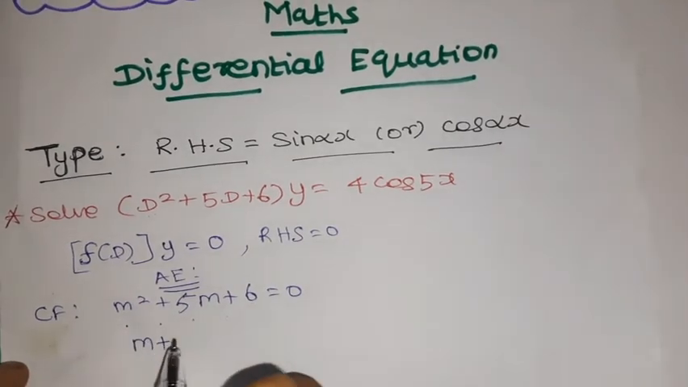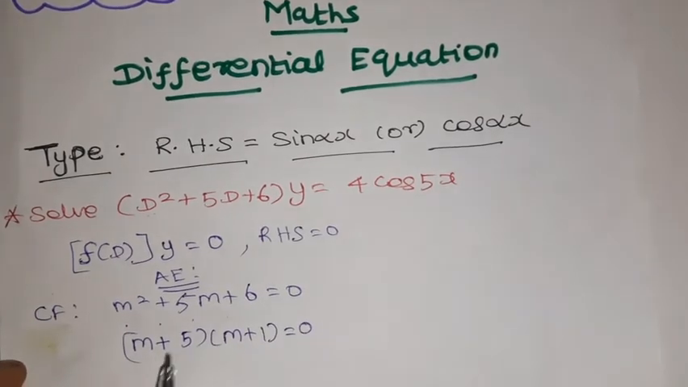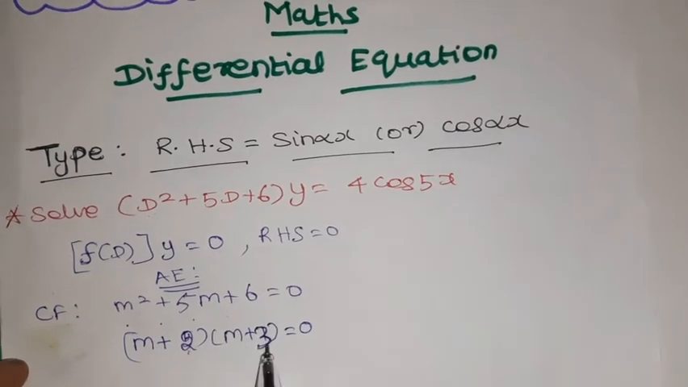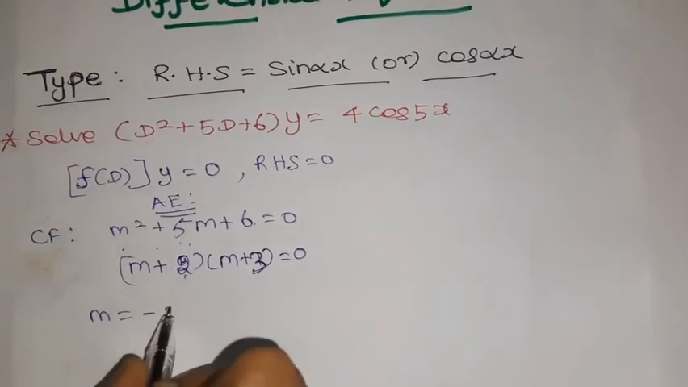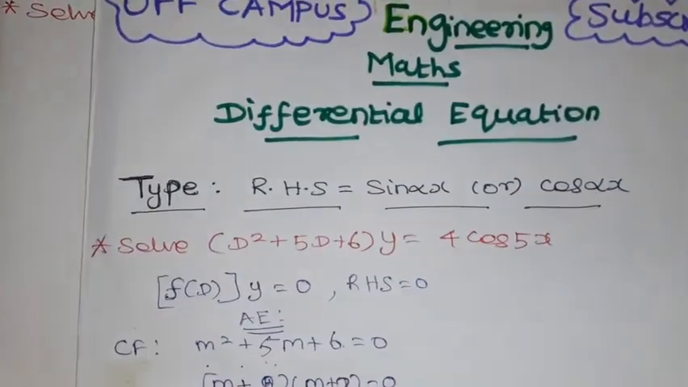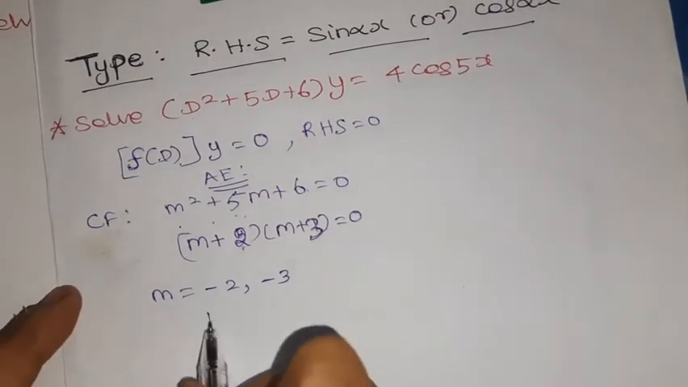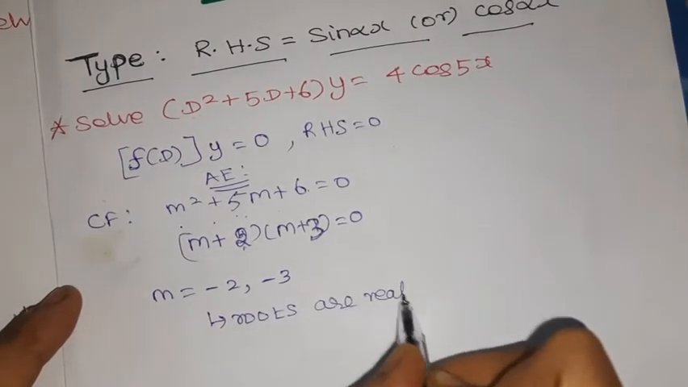So m plus 2 into m plus 3, right? When we multiply 2 into 3 we get 6, and adding these two we get 5. So what are the roots for m? m equal to minus 2, minus 3. This is the roots for m. What type of roots are these? The roots are real and distinct.